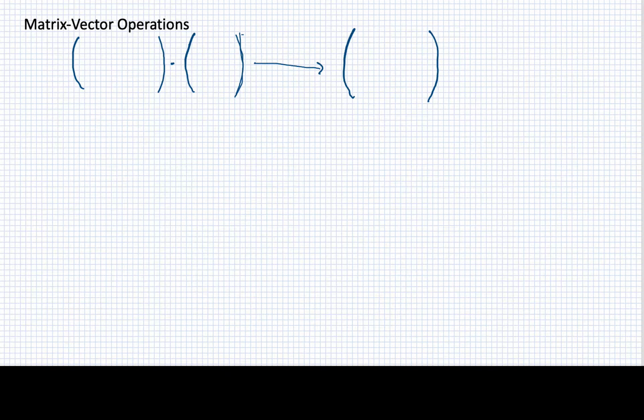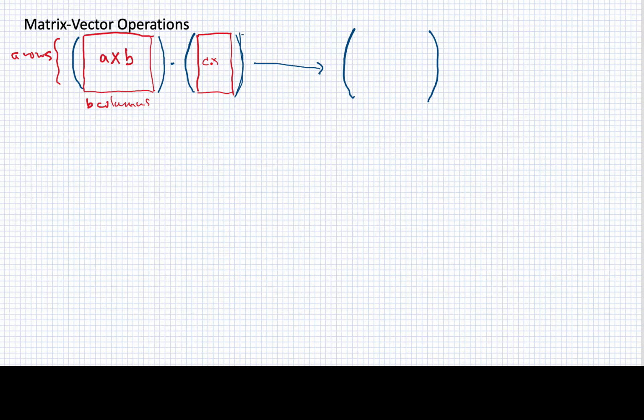Well, first of all, let me give you some restrictions on it. So let's suppose that we have an array of numbers filling this matrix, and that array consists of A rows and B columns. All right, so this would be an A cross B matrix. That's the dimensionality of the matrix. That's how many elements it would have. All right, next to it, I'm going to have a matrix that has C rows and D columns.